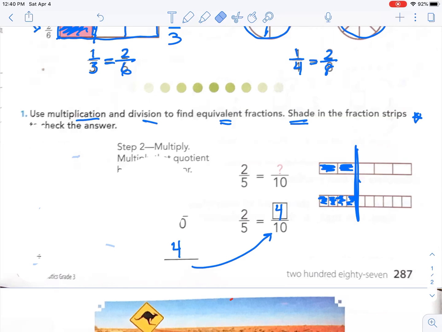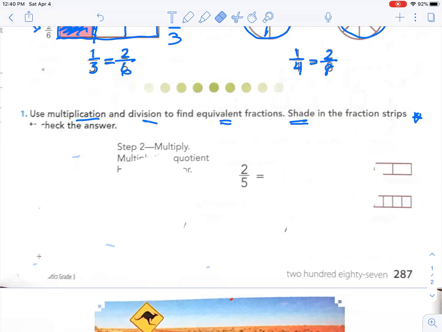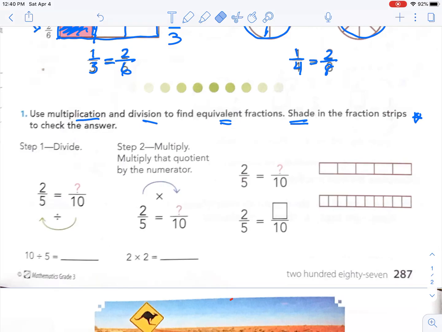Now, what I'm going to teach you is a way you don't have to use division. Now, you will kind of be using division because remember, fact families are fact families. If I know that 5 times 2 is 10, I know that 10 divided by 5 is 2. So do you remember our fact families? So the fact family would be 10, 5, and 2.